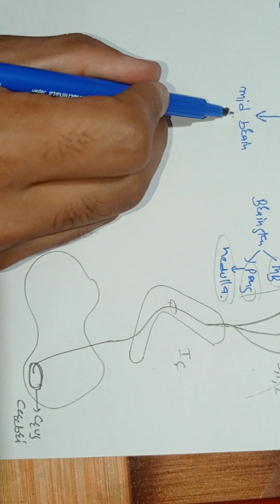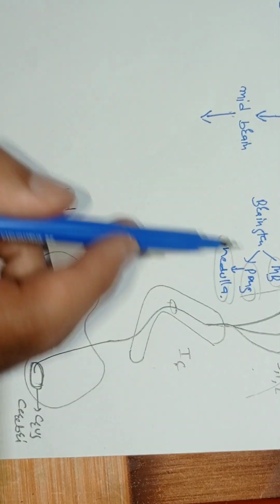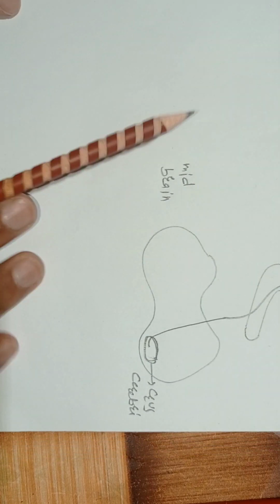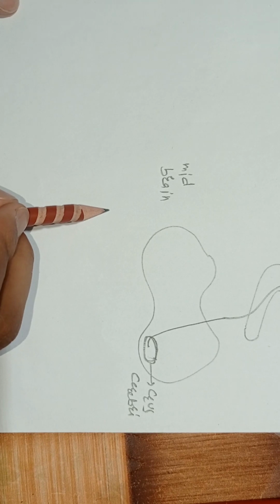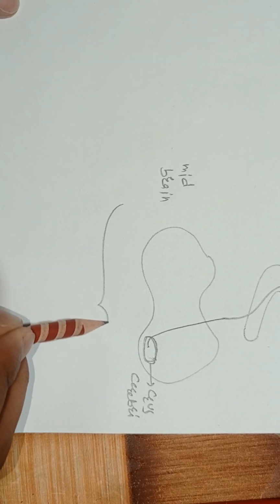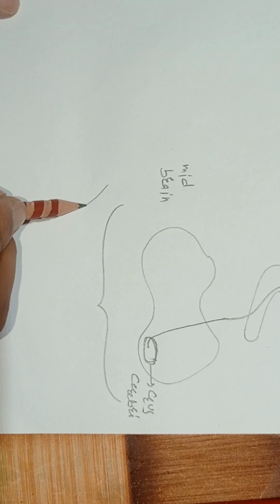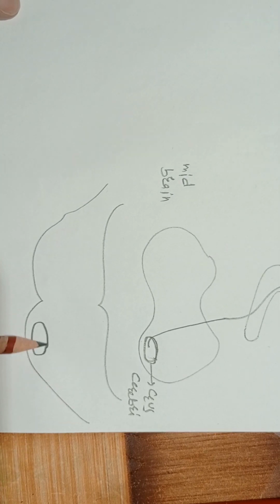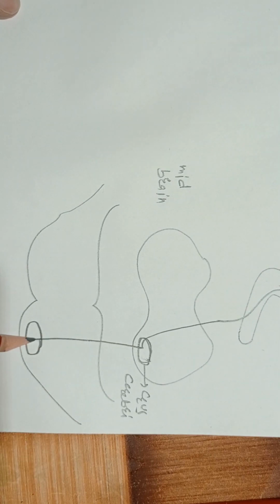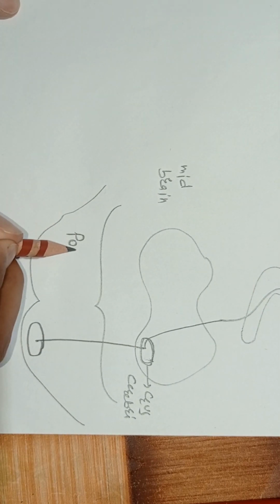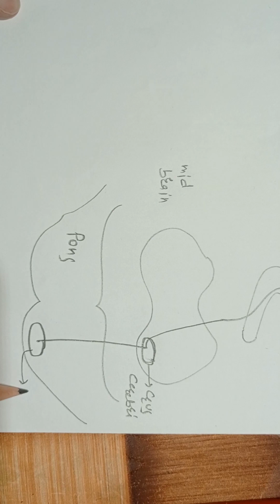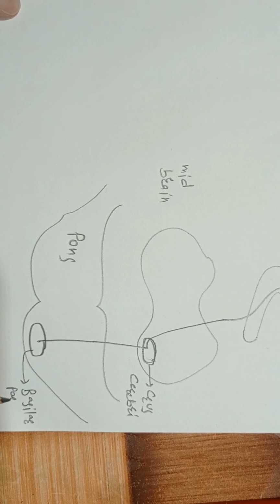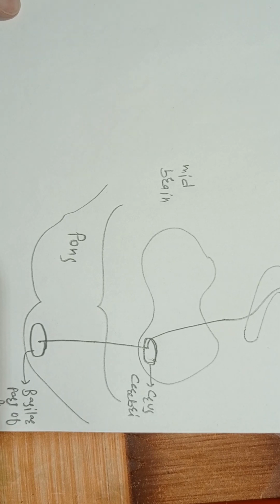Now from the midbrain, the fibers go to the pons. The corticospinal tract goes to the pons. Now I will draw the pons. So this is the pons. Which part of the pons? This is the basilar part of the pons.